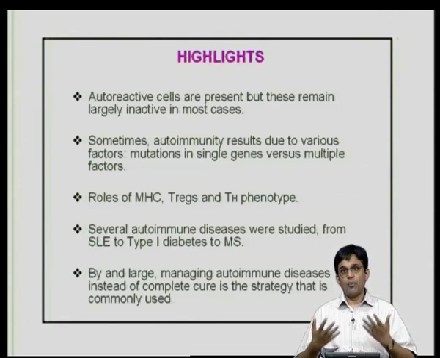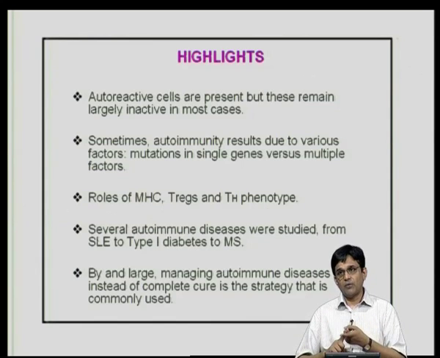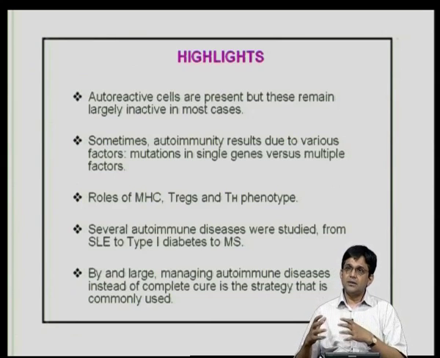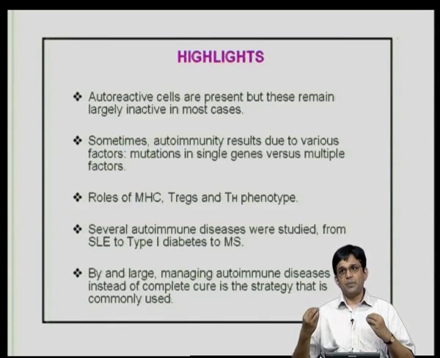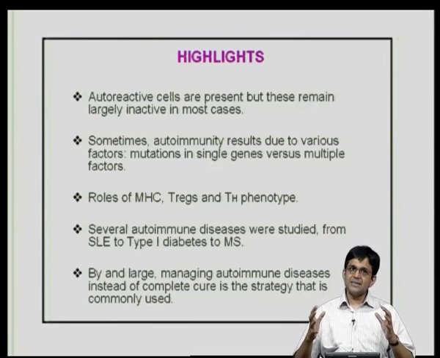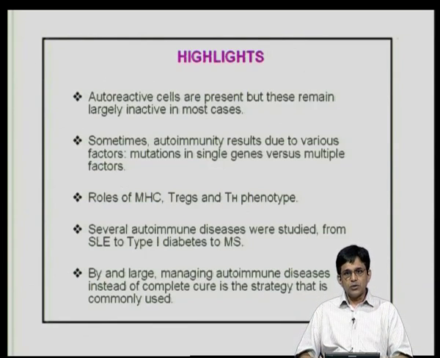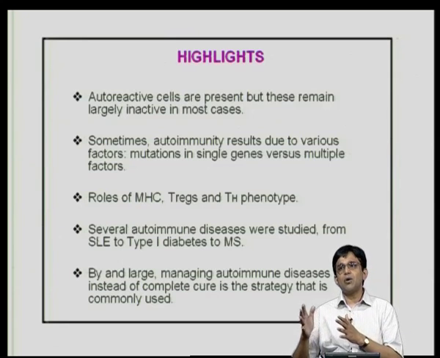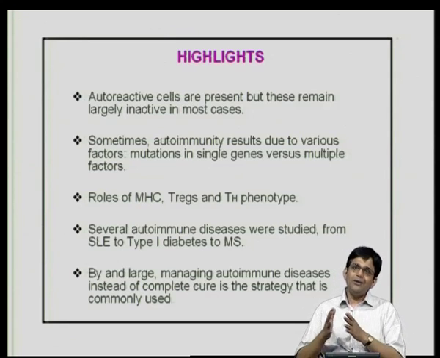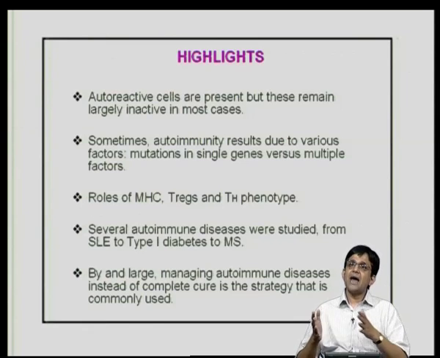Regulatory T cells obviously play an important role, and the role of FOXP3, IL-2 receptor cannot be overemphasized. And then you have the Th1, Th2, Th17 cells which play an important role over here. So, together you have different factors that seem to play a role. What we have also done in this class is to study different examples of autoimmune diseases, and they all differ in their manifestations and in their reasons.